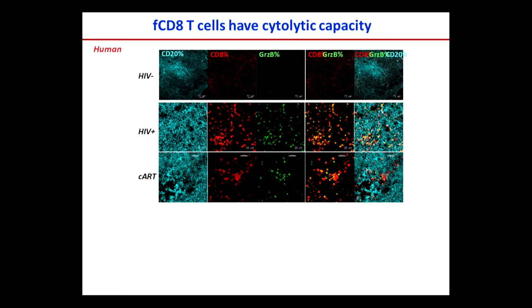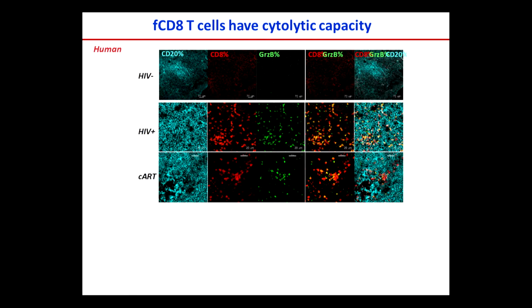Another way to look at this is once again by confocal microscopy. So here's an HIV uninfected lymph node, an HIV infected lymph node, and an HIV infected lymph node on antiretroviral therapy, looking at CD8 and granzyme. And what you can see here is that in the HIV infected lymph node, whether you are on antiretroviral therapy or not, you have a lot of CD8 cells in red that co-express granzyme.